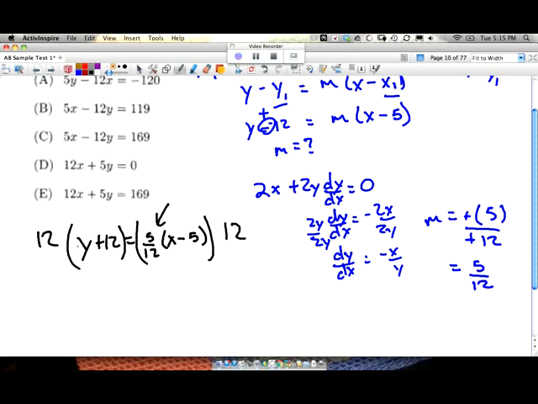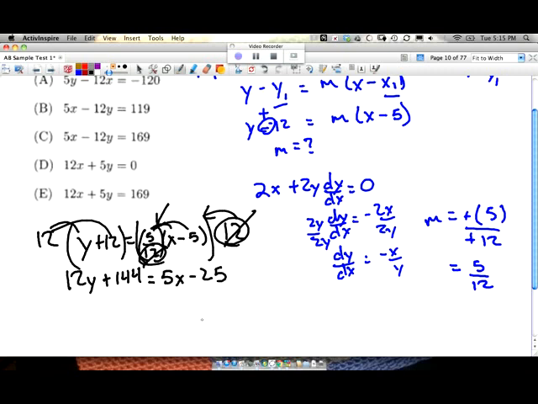You multiply. So on this side, I'm going to multiply both terms by 12. That gives me 12y plus 144. On the other side, I multiply by 12. But look at this, it's all multiplied. It's like one big term here. This 12 and this 12 simplify. So now it's just 5x minus 5, which is really 5x minus 25. All right. Now I'm a little closer to where I could probably figure this out.